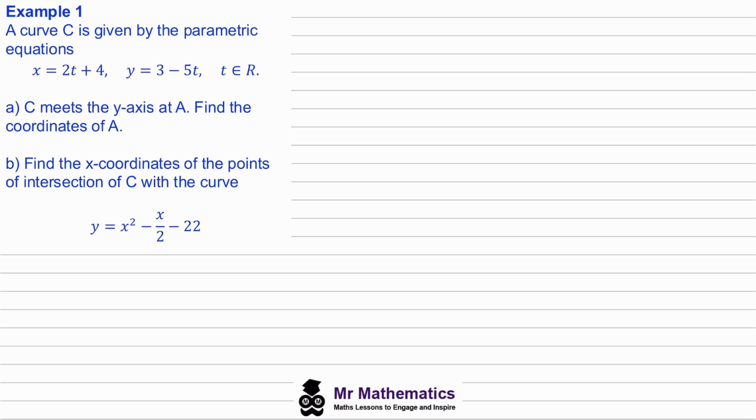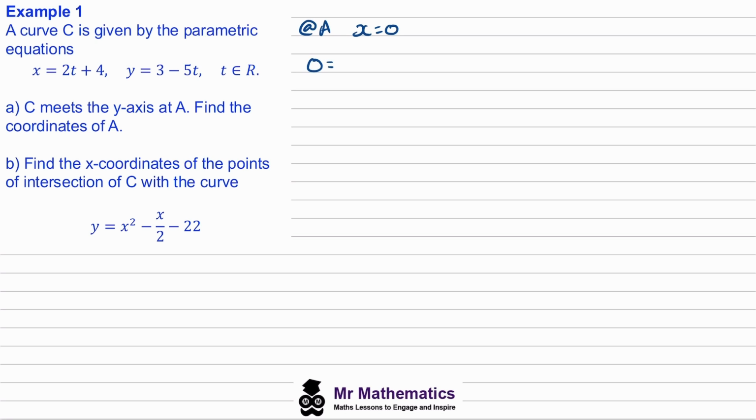So in example 1, we're told that a curve is given by the parametric equations x equals 2t plus 4 and y equals 3 minus 5t, where t is an element of a subset of real numbers. For part A, we need to find where the curve intersects the y-axis, and we're calling this point A. So at A, if it crosses the y-axis, then we know the x value must be 0. So we'll set this equation to 0, and we'll find that value of t. Then we'll substitute that value of t into the equation for y to find the y value.